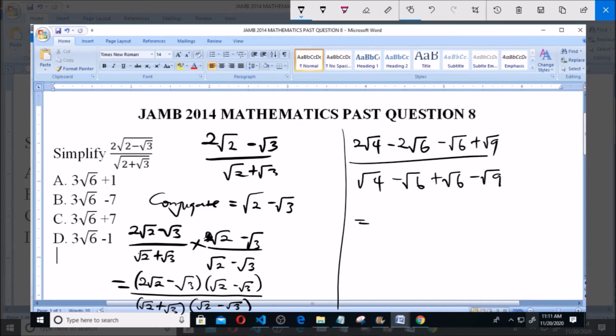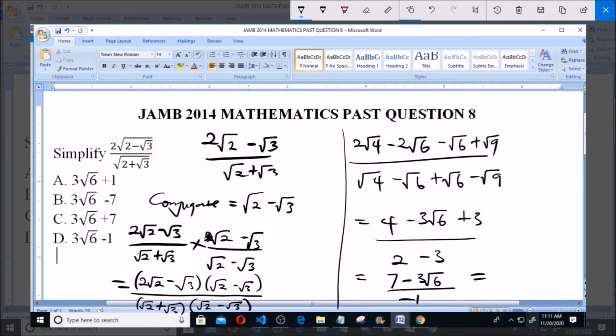So this is equal to, here now, we'll be having 2√4. √4 will give us 2, times 2 will give us 4, then −2√6 − √6 will give us −3√6, then plus √9 will give us 3, all over √4 will give us 2, −√6 + √6 will give us 0, then −√9 will give us −3. So this is equal to 4 plus 3 will give us 7. So we have 7 − 3√6 all over 2 − 3, which gives us −1.